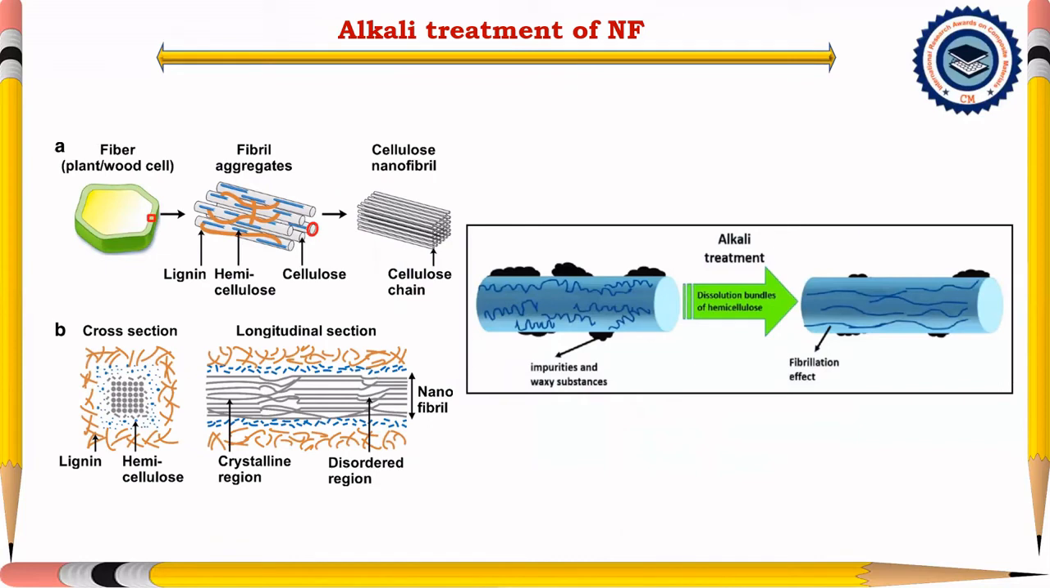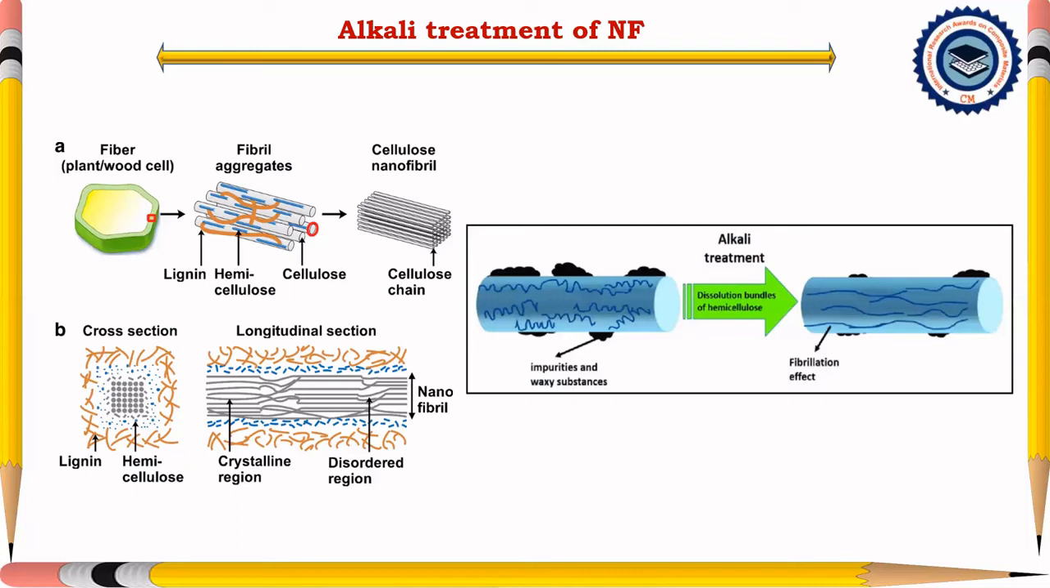Normally that first figure A represents the fiber. It may be considered a plant or wood cell. See in that figure, lots of fibril aggregates are there. That is considered lignin, hemicellulose, cellulose. In that cellulose, it's not a chain movement. So whenever we take any one treatment, that means surface treatment, automatically that impurity and waxy substances will be removed. At the same time, that cellulose nanofibril will get a perfect effect. So that is called the fibrillation effect.